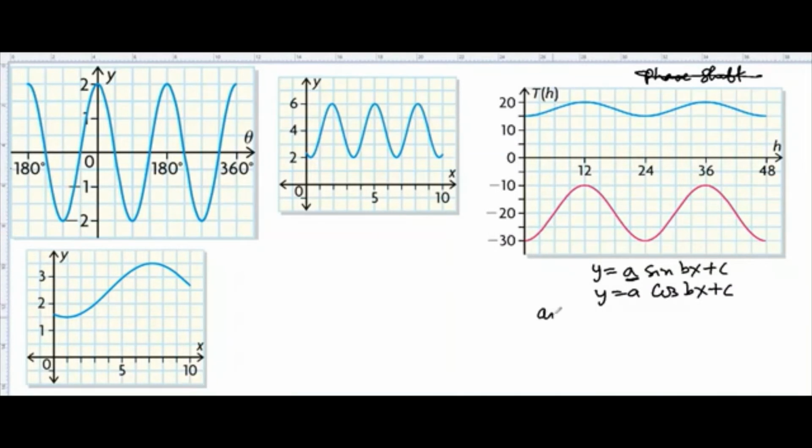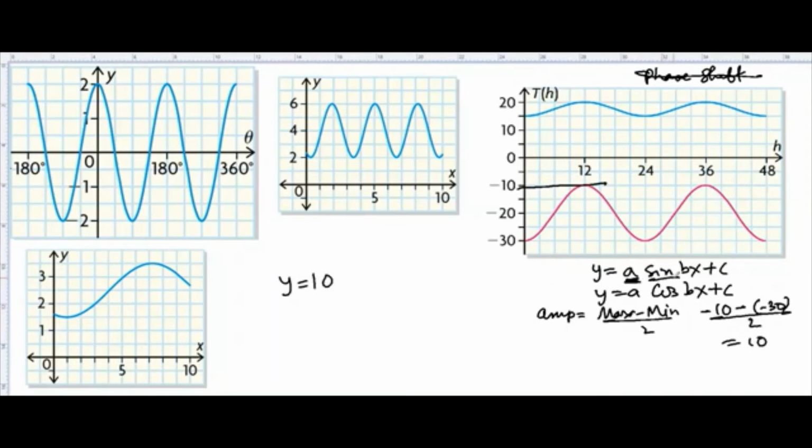So we know that amplitude is maximum minus minimum divided by 2. So maximum is how much? Minus 10. And how much is minimum? Minus 30. Divided by 2. That becomes plus 20 divided by 2 equal to 10. So in place of a, I will write 10.